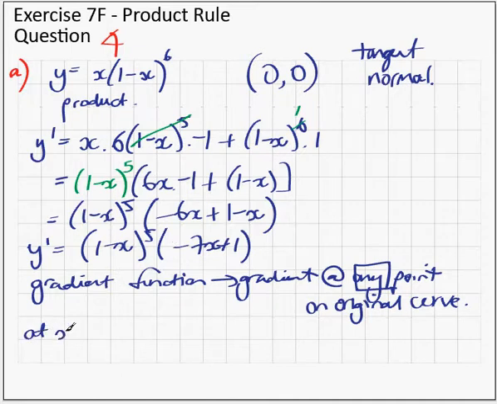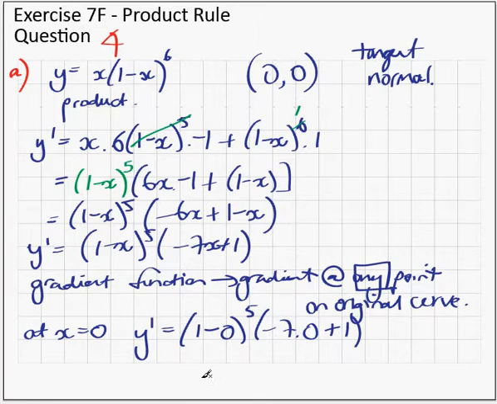So at x equals 0, my y dash is 1 minus 0 to the 5th times minus 7 times 0 plus 1. That means my y dash, or my derivative, or my gradient at this point is 1, and this becomes 1. So my gradient at the point 0, 0 is just 1. And we have those two pieces of information.